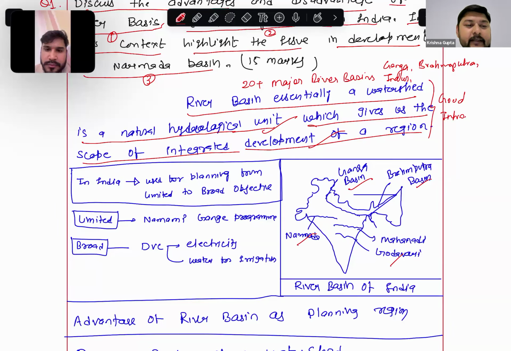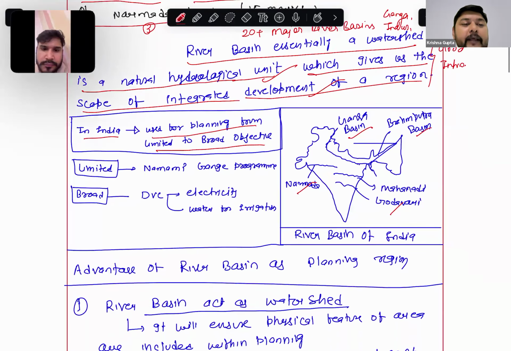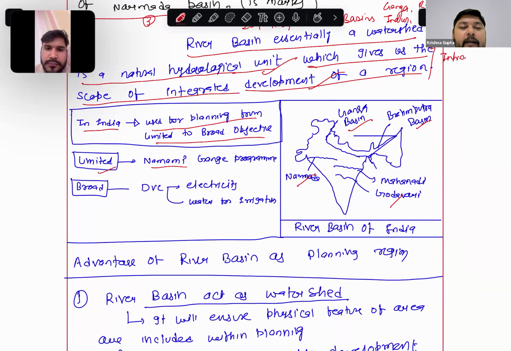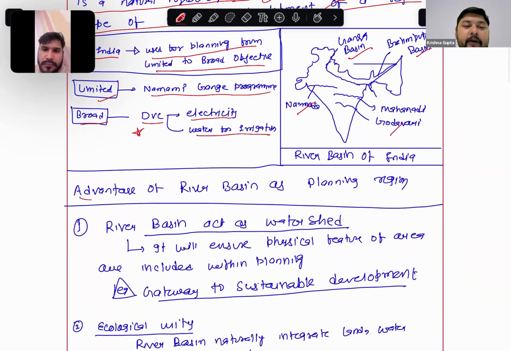So in India, river basins are used for planning, from limited to broad objectives. Limited, like the Namami Gange program, and broad, like DVC, that is Damodar Valley Corporation, a very good example for electricity and water for irrigation. So let's look at the advantage of river basin as planning region.